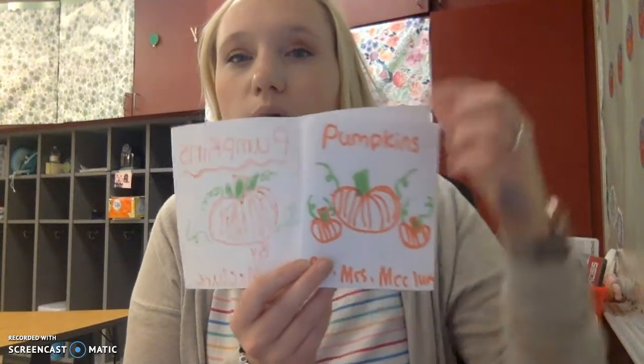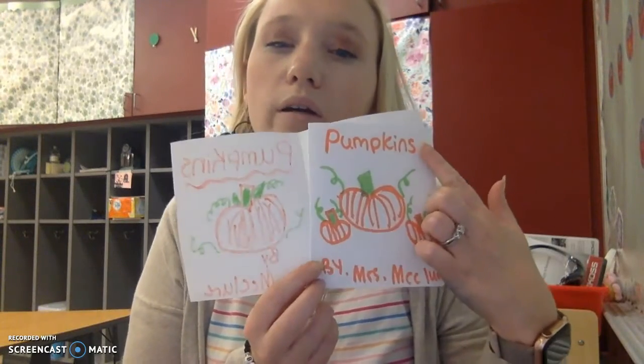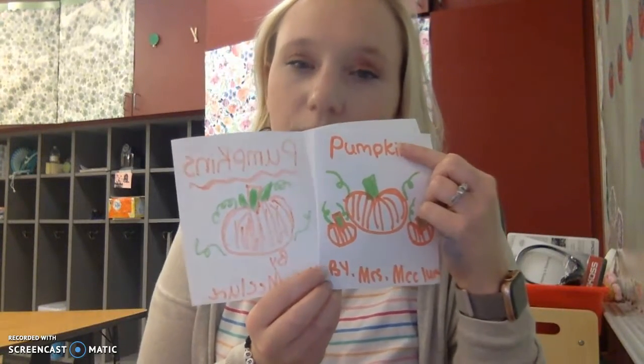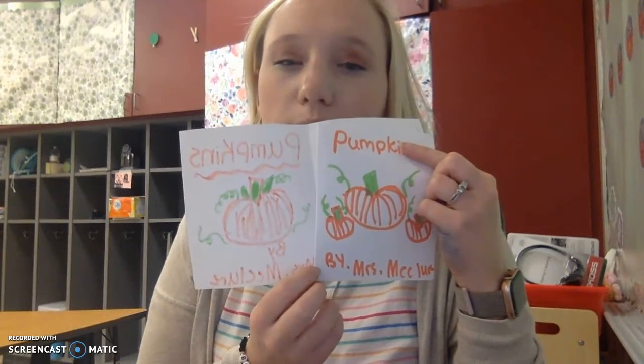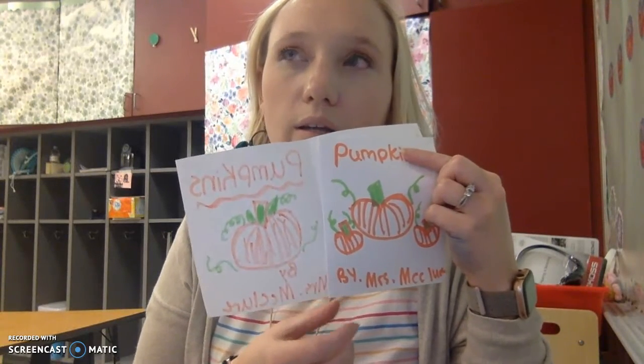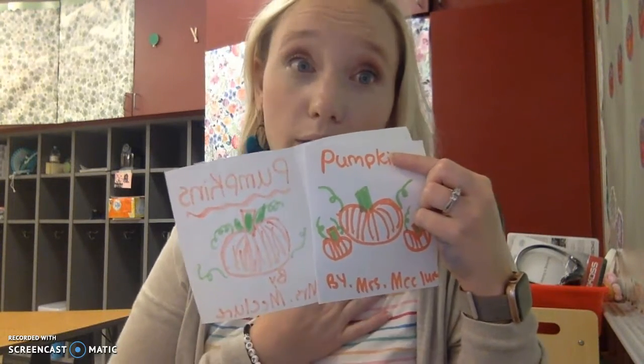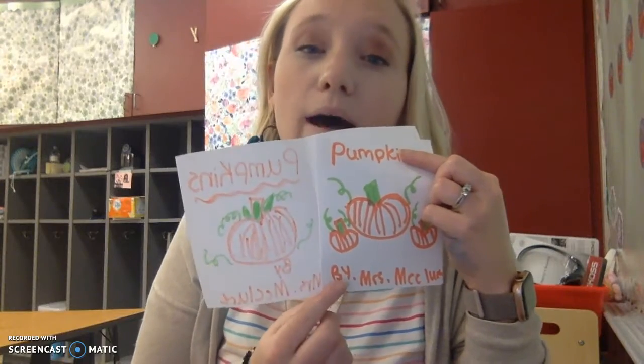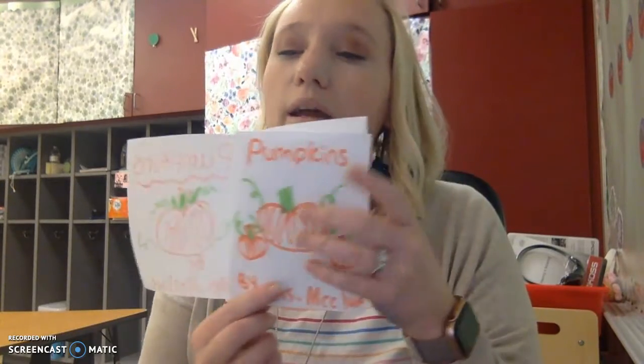And then I have my title page. And my title page, remember, we put the title of the book, which is Pumpkins. And then we put the name of the author and the illustrator. And in this case, I am the author and I am the illustrator. So I put by Mrs. McClure.